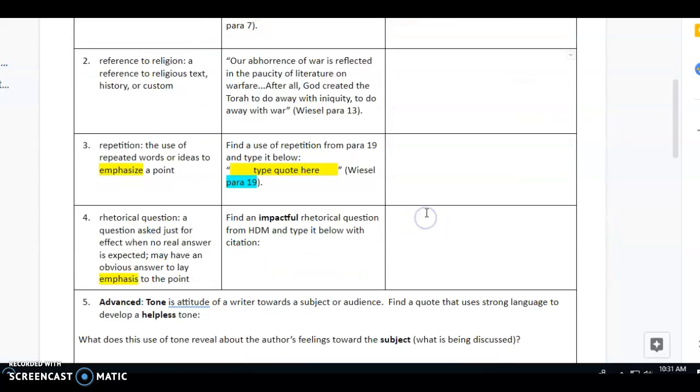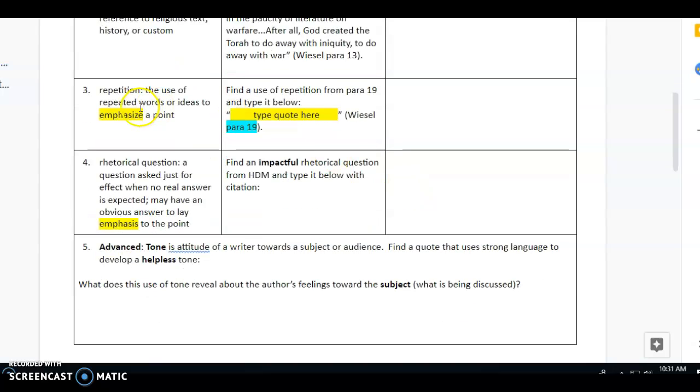Now 3 and 4 get a little bit harder. So for 3 and 4, I've given you the paragraph where the repetition is found, but I need you to find the repetition, and then you'll type it where it says type quote here. And then again, you'll do the meaning and the impact. And then number 4, again, asks you to find a rhetorical question from Hope to Spare Memory and type it with citation. So there's many of them. You just need to search and find one and then explain the impact.